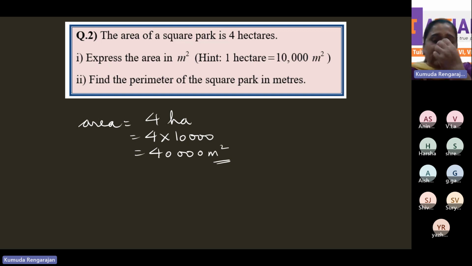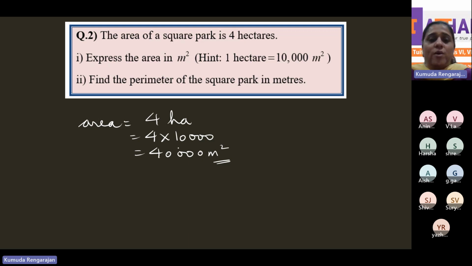So that's the first sub question. Express the area in meter square. So 40,000 meters square. Then you need to find the perimeter of the square park in meters. The first sub question we have answered. We need to express the area in meters square, and we have done it. The second sub question: find the perimeter of the square park in meters.